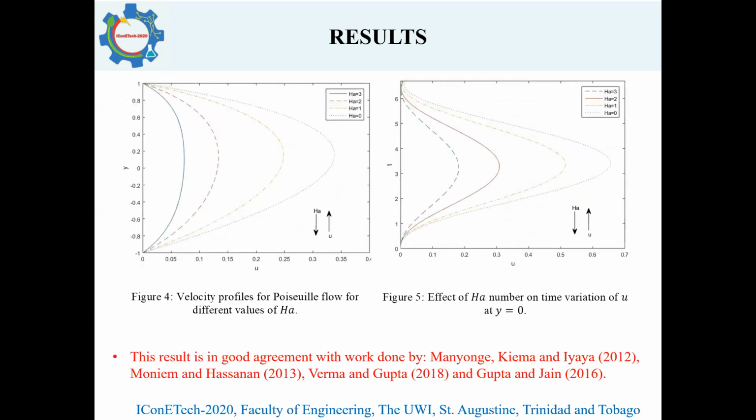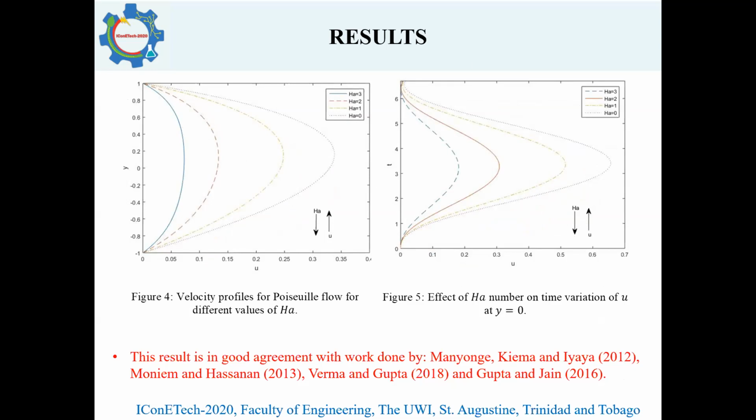Figure 4 shows the velocity profiles for varying values of Hartmann number. Hartmann number equals 0, 1, 2, 3. And figure 5 shows how time variation of velocity is affected by different values of Hartmann number. Both graphs show that as Hartmann number decreases, the velocity increases.